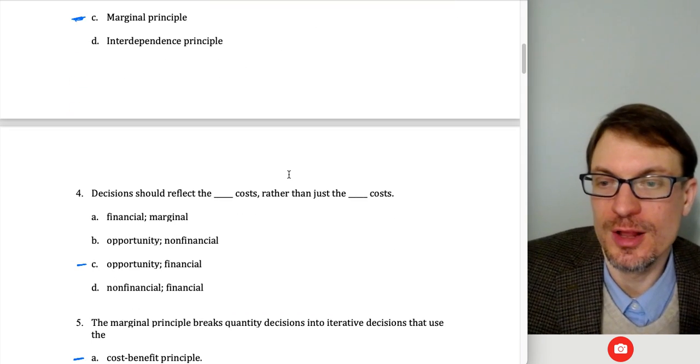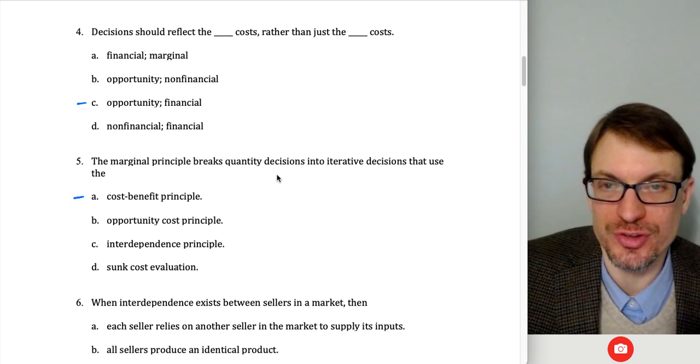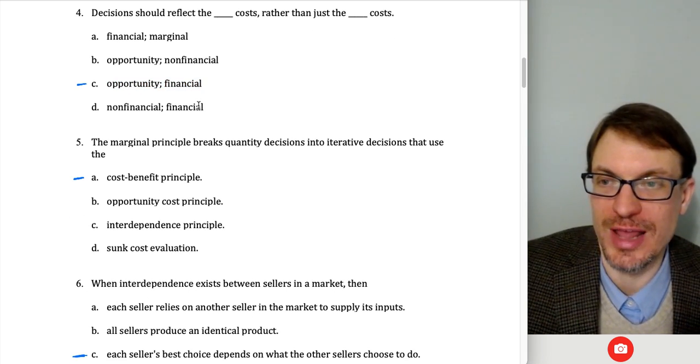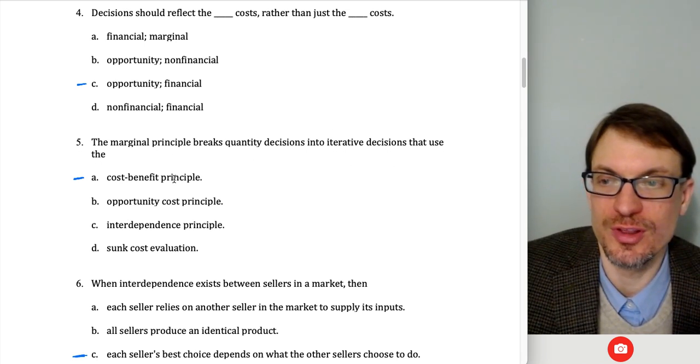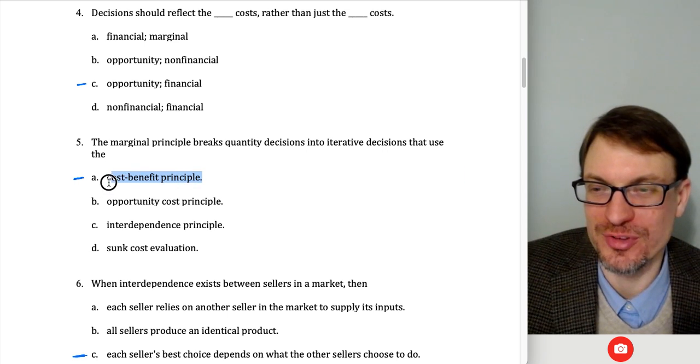Okay, so decisions should reflect the opportunity costs rather than just the financial costs. Yeah, opportunity costs rather than just financial costs. Marginal principle breaks down quantities into iterative decisions that use the cost benefit principle. Yep, that's right.